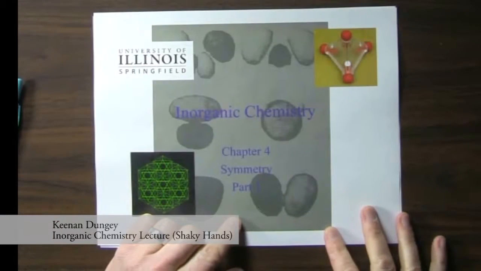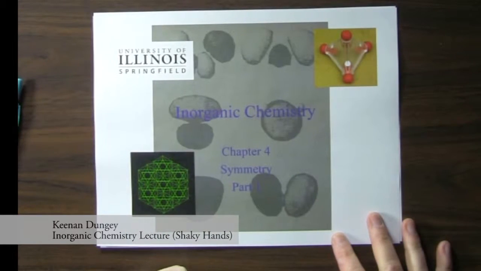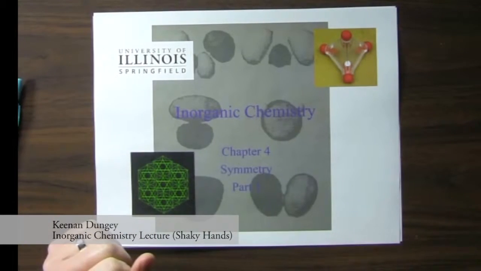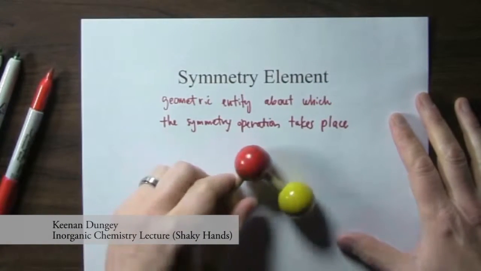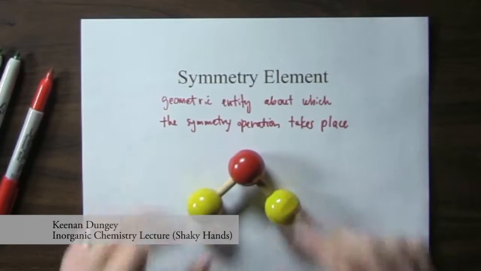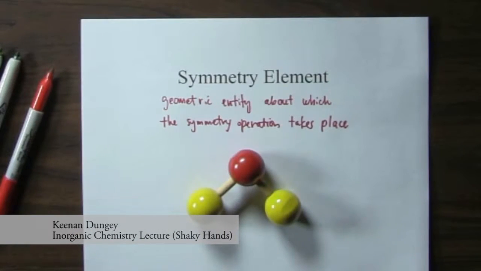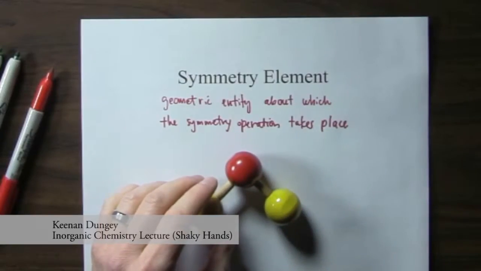Welcome back to Inorganic Chemistry. This chapter will discuss symmetry of molecules, how to describe it mathematically, and how to apply it. So if we look again at our example of the water molecule, and it has this 180-degree rotation motion, the element about which this rotation takes place would be an axis.